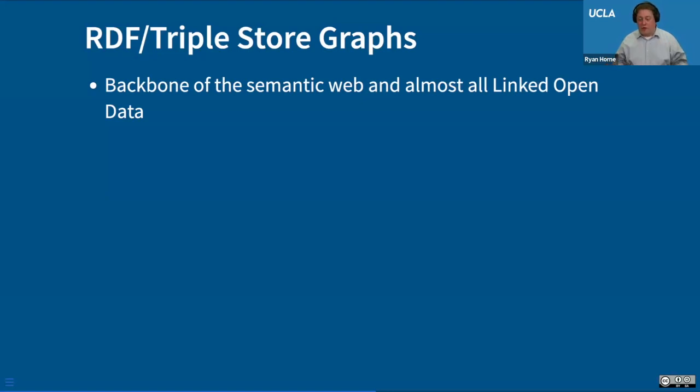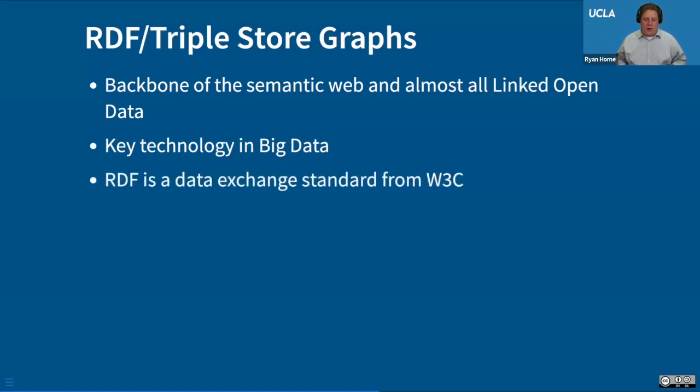But if you've heard of the semantic web, if you've heard of linked open data, RDF is what is behind all of this stuff. And it's a key technology in big data because there's so much of it out there that you're just kind of describing it. And that's what RDF really, and triple stores are really helpful. And so RDF is a data exchange standard from W3C.